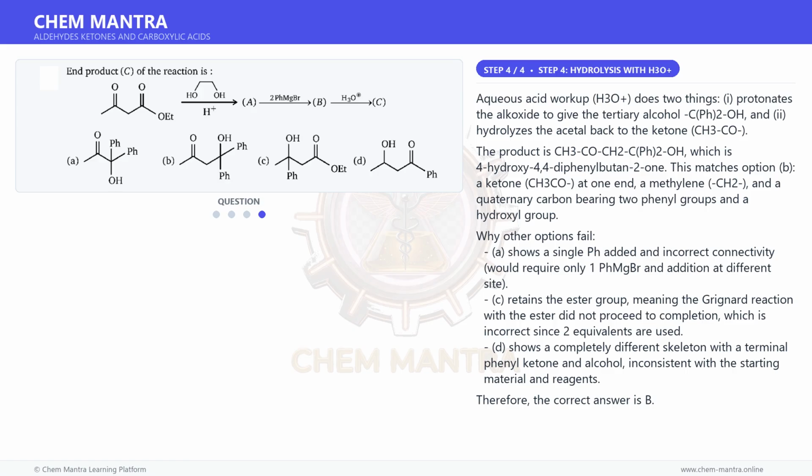Why other options fail? A. Shows a single Ph added and incorrect connectivity, which would require only one PhMgBr and addition at a different site. C. Retains the ester group, meaning the Grignard reaction with the ester did not proceed to completion, which is incorrect since 2 equivalents are used. D. Shows a completely different skeleton with a terminal phenyl ketone and alcohol, inconsistent with the starting material and reagents.